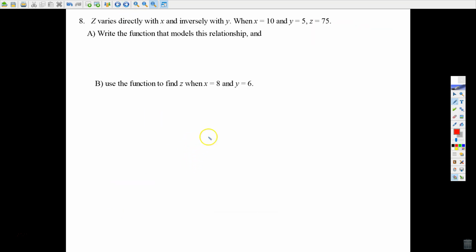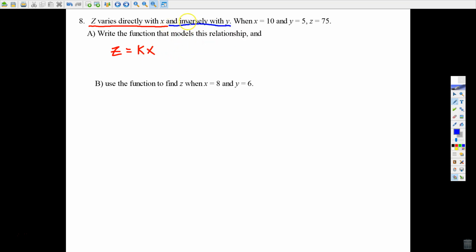Okay, let's do inverse variation. This is actually combined variation. Z varies directly with X. Let me just write down what this means as we go. Maybe I'll color code. Z varies directly with X. Okay, that's what that means. Z and X have a direct relationship, and X is being multiplied by this constant called the constant of variation. Okay, and inversely with Y.